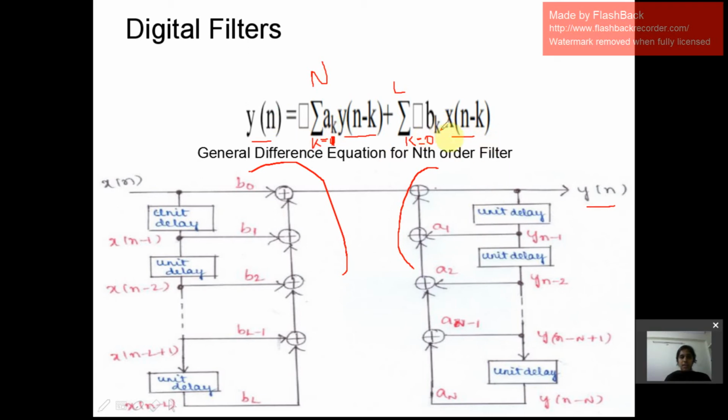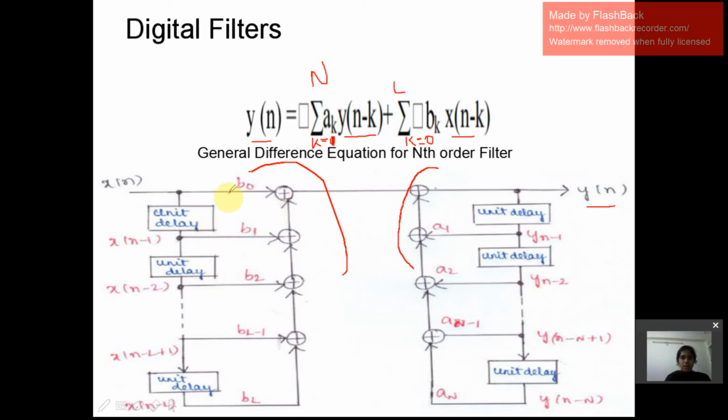So for b sub k, k starts from 0 up to L. That is what you can see in this diagram. It starts from 0, 1, 2, and after a few blocks it is n minus 1 and L. So k starts from 0 and ends with L, and if you substitute here, it gets a delay of n minus 1, n minus 2, n minus 3. All these are unit delays. It is just a delay of 1 unit, right? That's why we call it a unit delay.